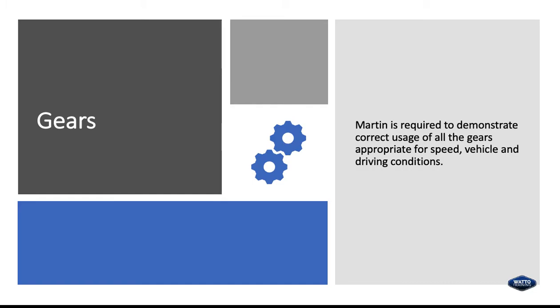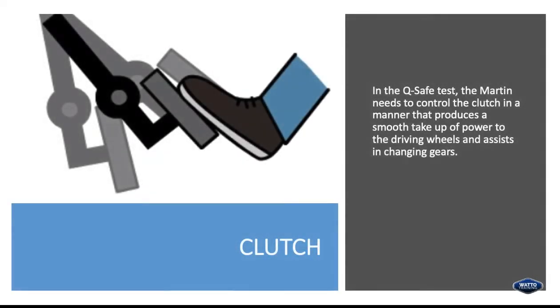Okay, gears. There were some issues with gears as well. Excessive crashing of gears. Martin is required to demonstrate correct usage of all the gears appropriate for speed, vehicle, and driving conditions. So lots of gear changing practice would be assisted by those traffic light situations as well. In the Q-Safe test, Martin needs to control the clutch in a manner that produces a smooth take-up of power to the driving wheels and assists the changing of gears.